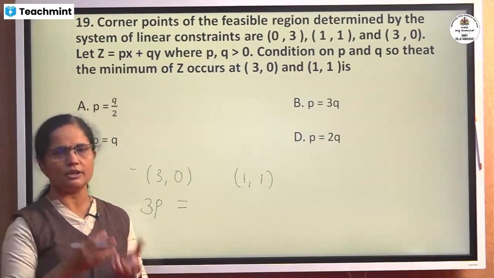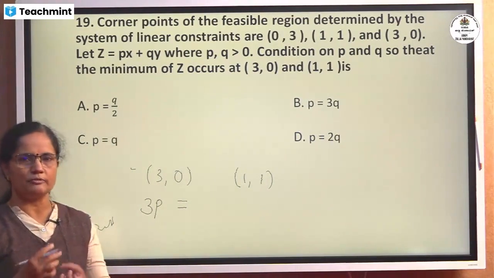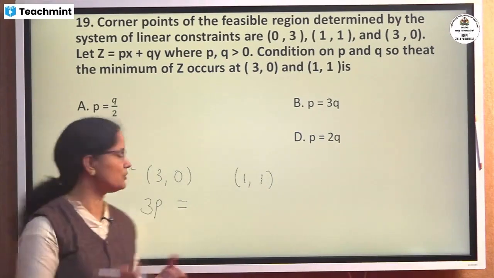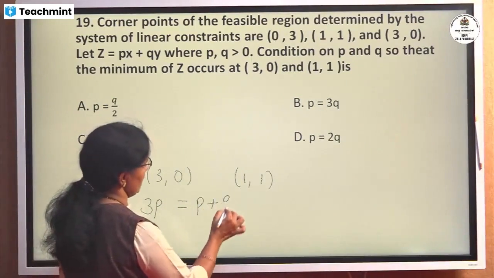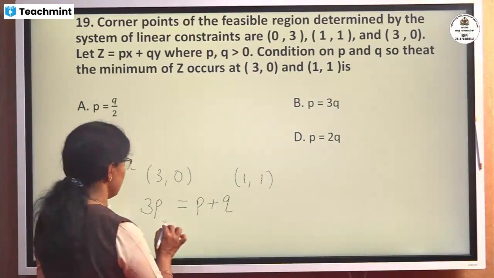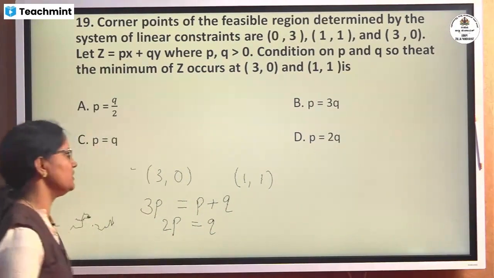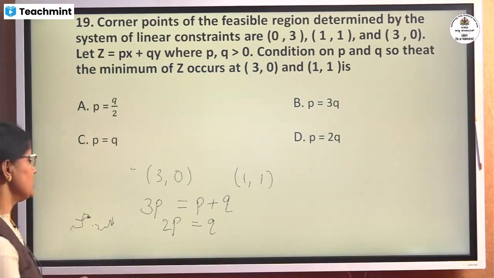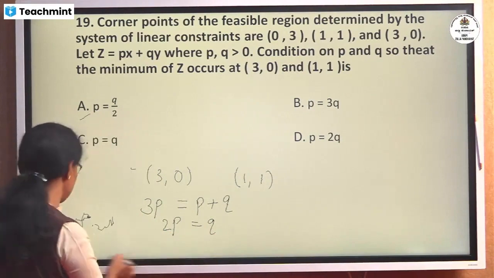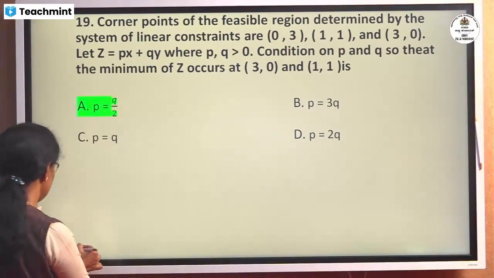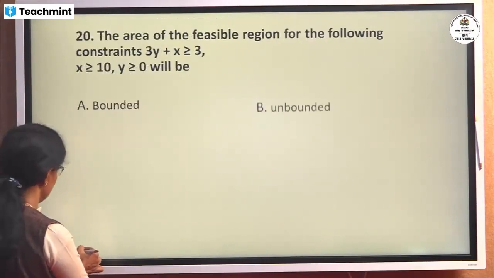If you get equal values at 2 points, then the objective function is minimum at the line joining 2 points. That theory I will use here. So you will get here P plus Q. So 3P minus P, it becomes 2P is equal to Q. Now check the condition, in which option this condition is satisfied. Obviously, in option A, P is equal to Q divided by 2, the condition is satisfied. Therefore, that is the correct answer for the question. So let me go for next.